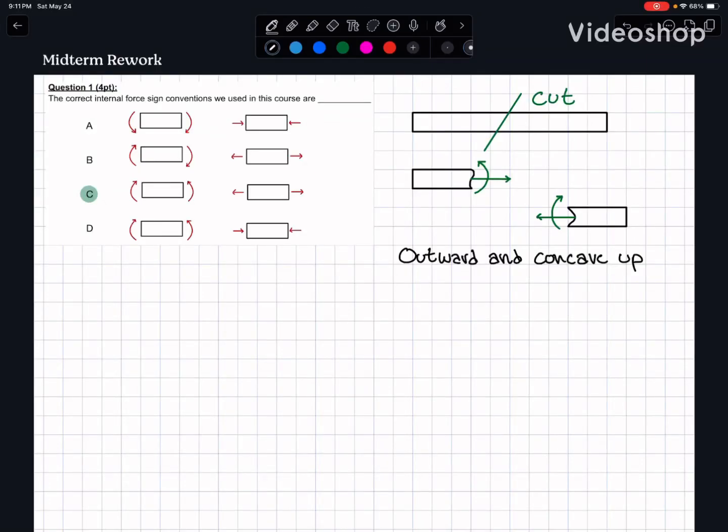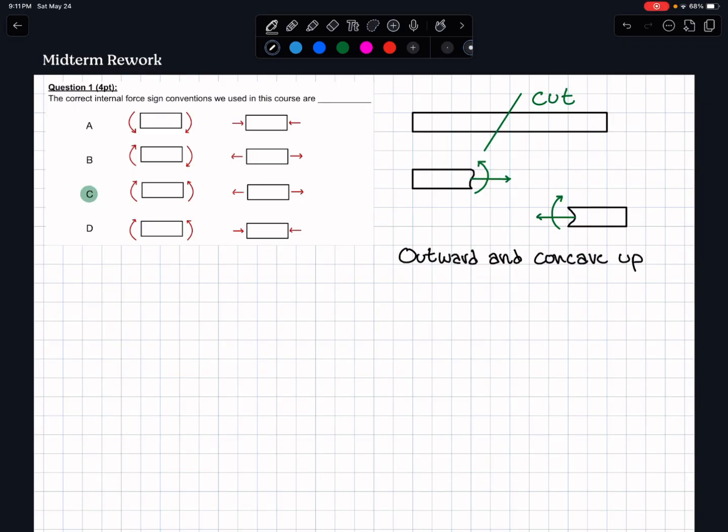All right, for question 1, we were asked to find the correct internal force sign conventions we use in the course. There wasn't much analysis to do here. It was more just remembering what we had learned, the process you could use. Think of a bar, make a cut, draw the axial or normal force and the moment. We know that the normal force goes directly out and the moment is concave up.